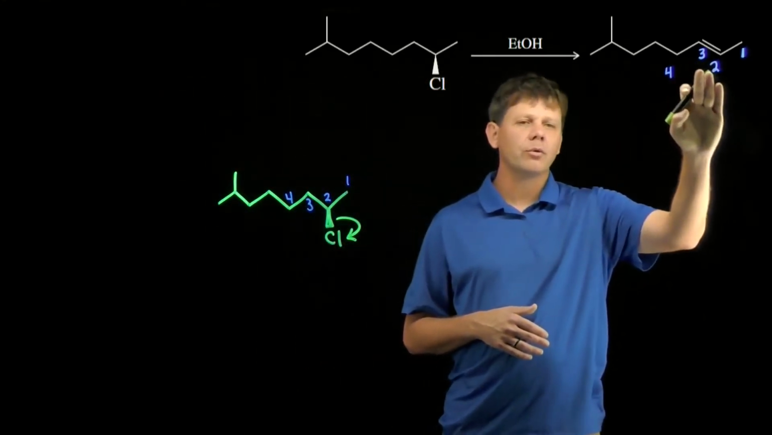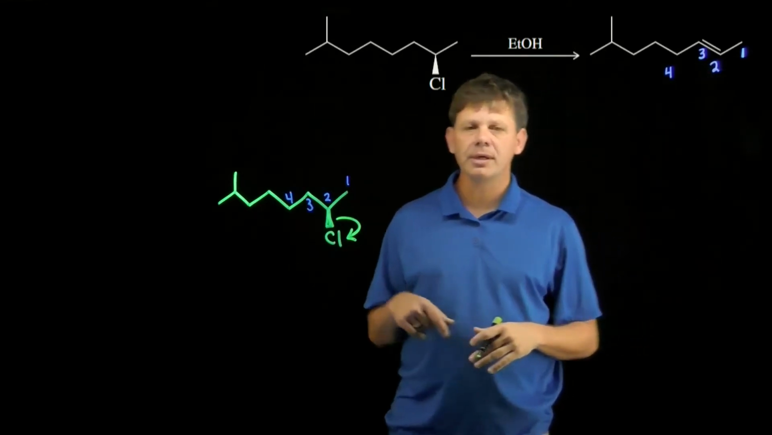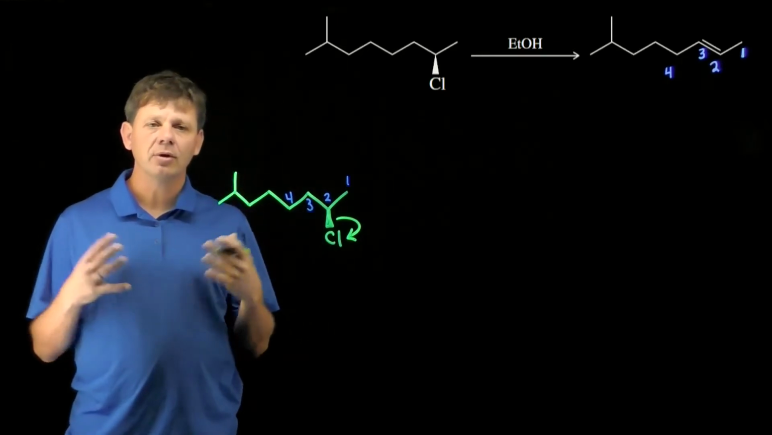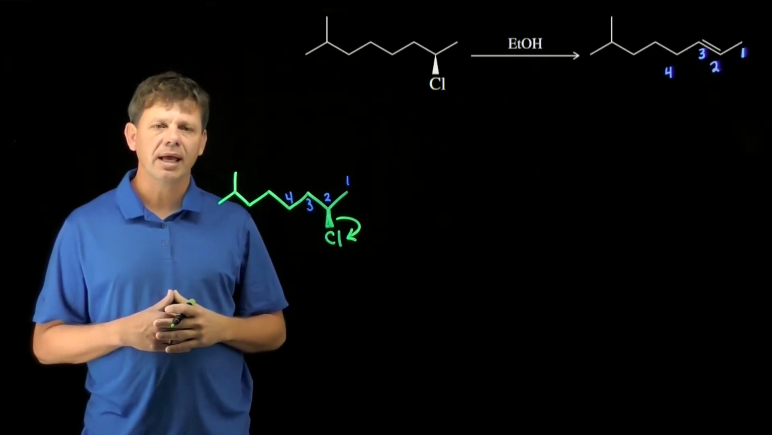Now, I've numbered the carbons here, 1, 2, 3, and 4, to remind us that the new pi bond is going to form between carbon 2 and carbon 3, suggesting that carbon 3, which starts the reaction with 2 hydrogens, will lose one of these in the course of the reaction.